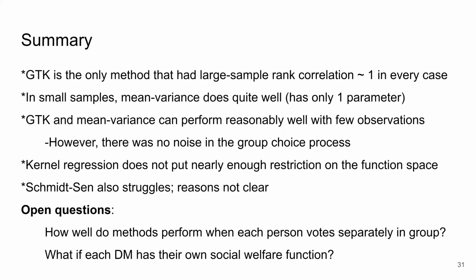In summary, GTK is the only method that has the right large sample properties with rank correlation of approximately 1. In small samples, mean variance does quite well. It has only 1 parameter. GTK and mean variance can perform reasonably well with few observations. Kernel regression does not put nearly enough constraints on the function space.